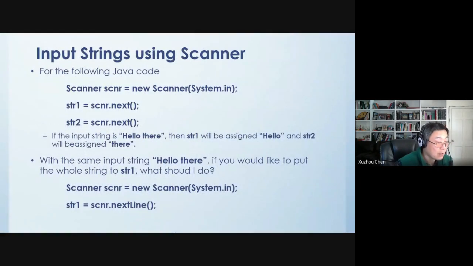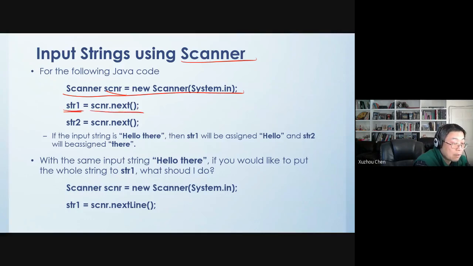And for the string, you can use a scanner. Scanner is designed to import a string. Say scanner, SCNR, and the first one you can use is scnr.next. The next is a method that you can use to import a string. Now, if the import string is "hello there" with a space here, then string 1 will get hello, and string 2 will get there because there's a space here.